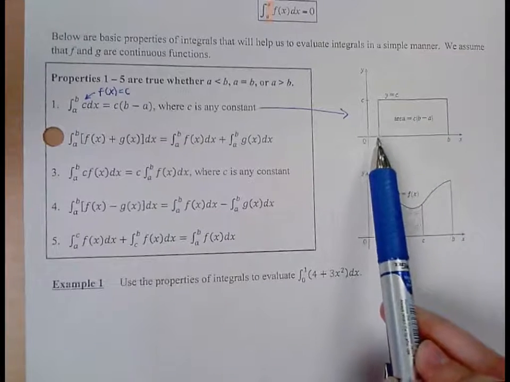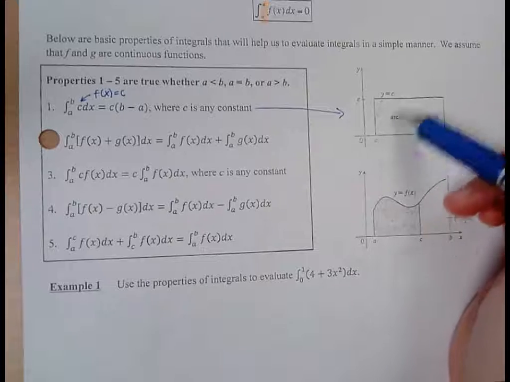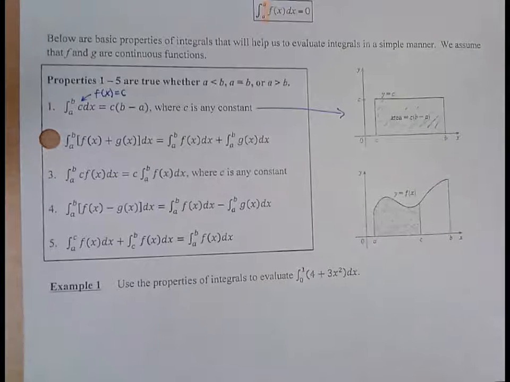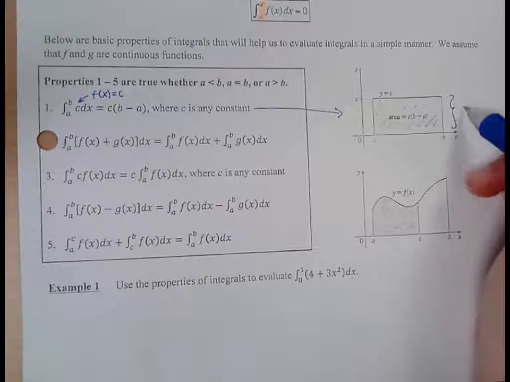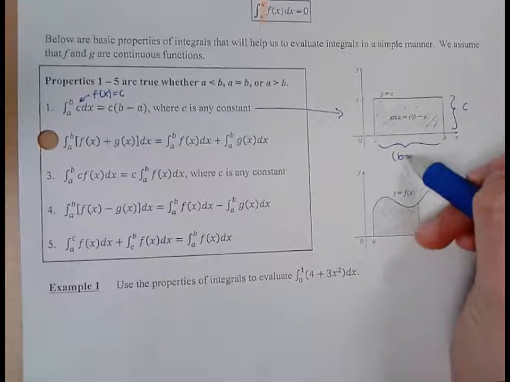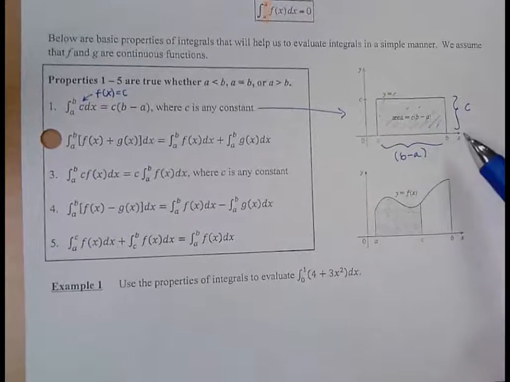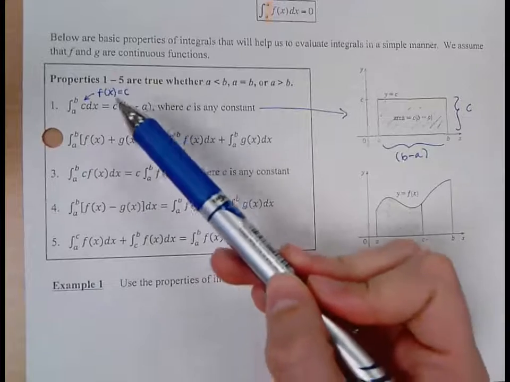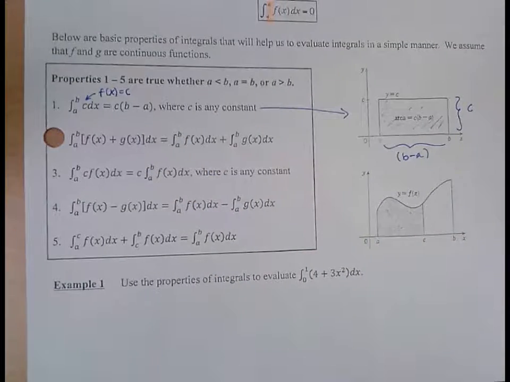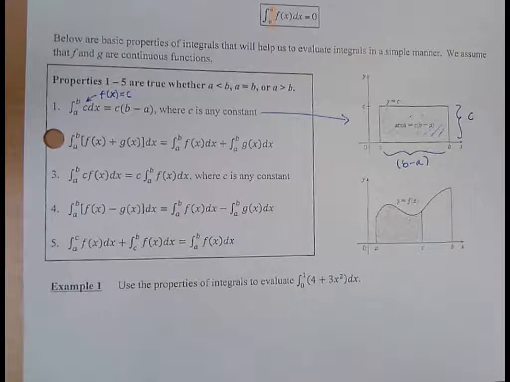And then if you have limits from a to b, what you're creating is a rectangle with a height of c and a width of b minus a. And the area of a rectangle is length times width or base times height. That's where the c times b minus a is coming from. So the integral of any constant from a to b, the value of that integral is c times b minus a.